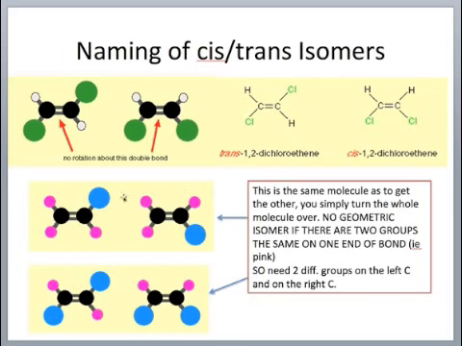However, if we look at this drawing here, this is the same molecule. As to get the other one, we simply have to turn the whole molecule over. So in this case, there is no geometric isomerism. So in order to have geometric isomerism, we need to have 2 different groups on the left carbon and 2 different groups attached to the right carbon, the carbons that are participating in the double bond, like here. So rather than having 2 pink ones on one side, attached to one carbon, we need to have 2 different ones, so in this case, pink and blue.